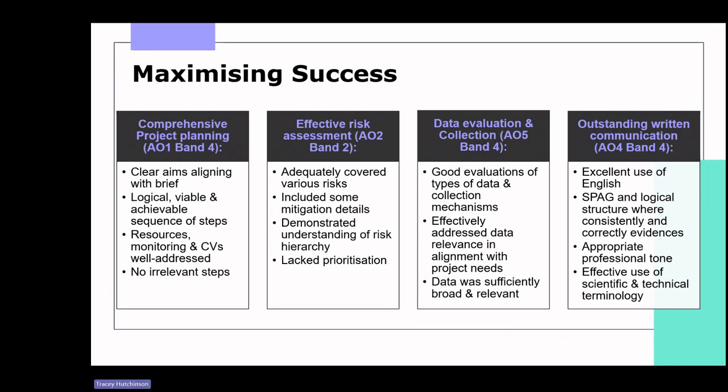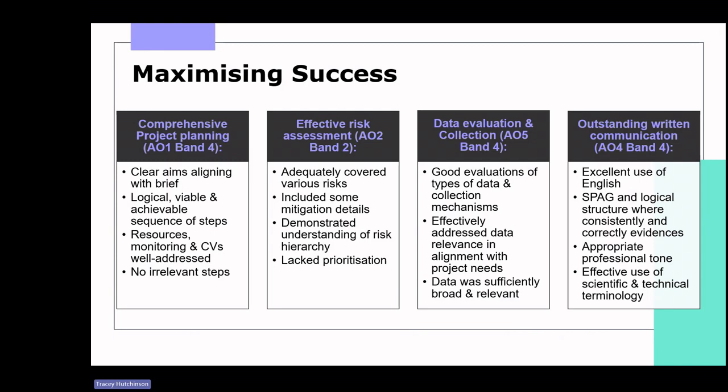Firstly, we have comprehensive project planning. This links to assessment objective 1, and there's clear evidence of band 4 criteria. The project plan had a clear aim and aligned with the project brief. It included a logical sequence of steps, economically viable and achievable within the given time frame. It had resource requirements, equipment lists, monitoring and control variables were well addressed. There were no irrelevant steps, ensuring alignment with the project aims.